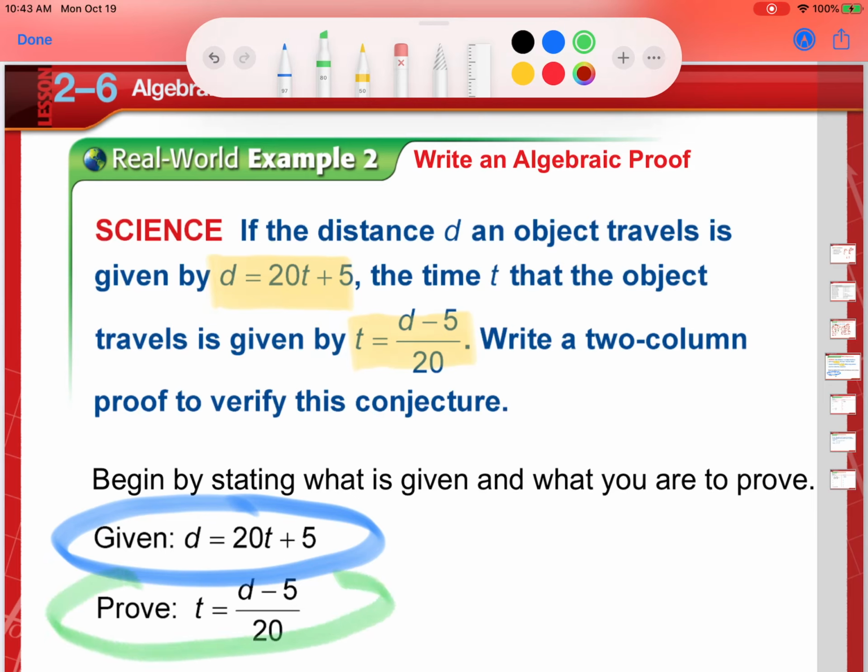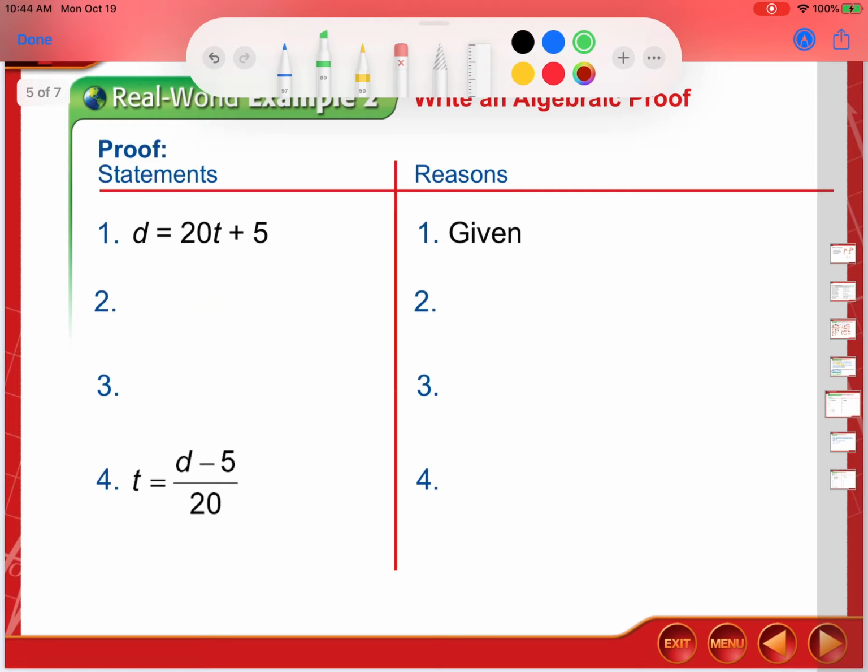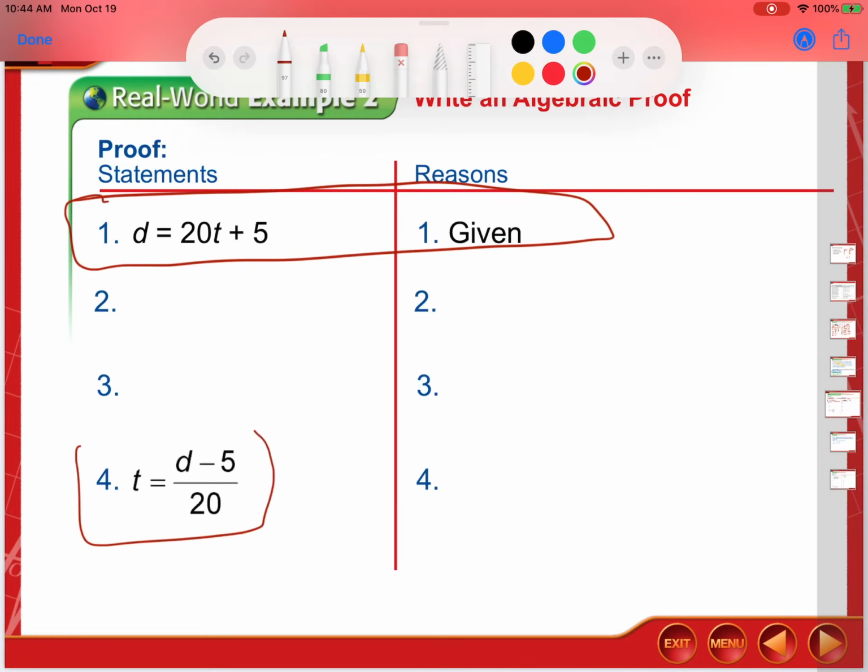What we're trying to prove is we're supposed to find out that it does, in fact, work as t equals d minus 5 divided by 20. So when we set up this proof, what we're going to end up with here, we have the d equals 20t plus 5. That's our given. So that's our first step here, is that given quantity. And our final step is going to be what we're trying to prove here, this t equals d minus 5 divided by 20. Okay?